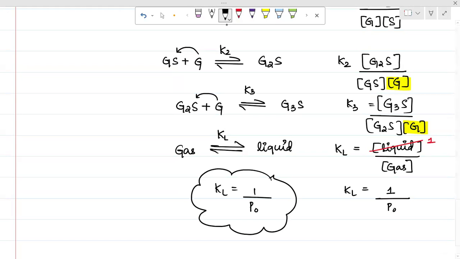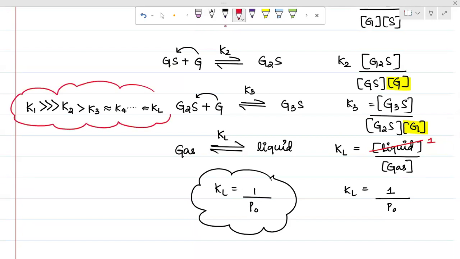Now, what is the order of these equilibrium steps? Which one would be the fastest? Of course, the first. That is the fastest, followed by K2 and then K3. And then the remaining equilibrium steps, K4, K5, everything, will be approximately the same until liquefaction. So this is the order of equilibrium.